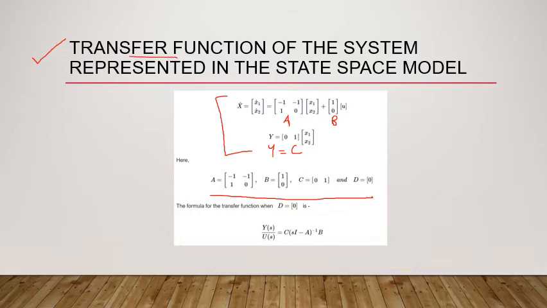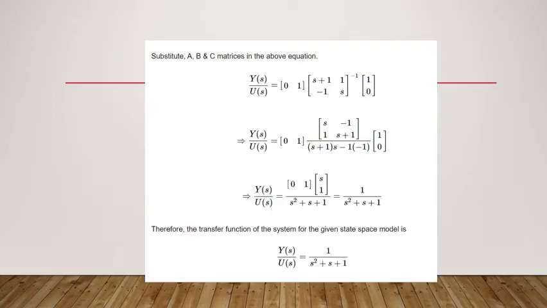So the value of the transfer function, as we have derived previously, we can use the direct formula for d equal to 0. It is c (sI minus A) inverse into b. Now what we will do, we will substitute the values of all the three matrices in this particular formula and solve it to get the value of the transfer function. So we substitute the values of the three matrices and obtain this expression.